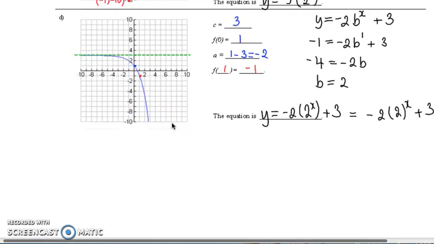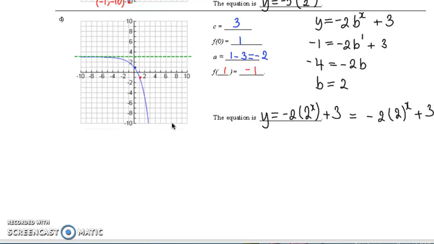And here is our last example. We're following the exact same steps. Okay? The horizontal asymptote is 3. So c is 3, shifted up. f of 0 is 1. While this y-intercept is below the horizontal asymptote, so we expect a value that is negative. So the a value will be f of 0, which is 1, minus the c value, which is 3, and a is -2.